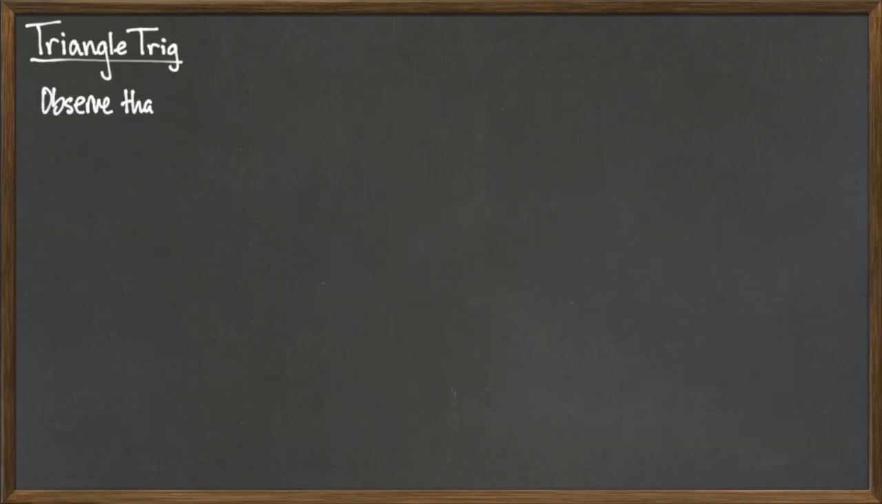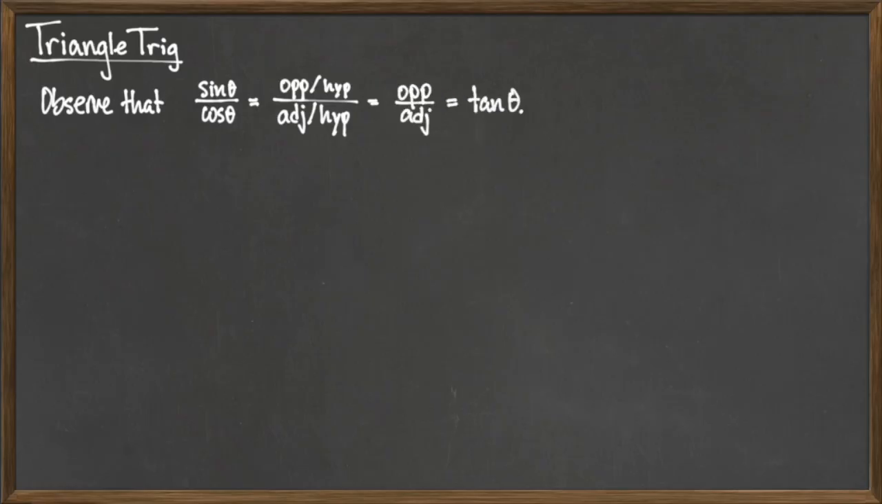We can observe immediately that sine divided by cosine, which is opposite over hypotenuse divided by adjacent over hypotenuse, can reduce like a rational expression to opposite over adjacent. In other words, sine divided by cosine is equal to tangent of theta. In Chapter 8, when we talk about trigonometric identities, we'll talk about more phenomena just like this.